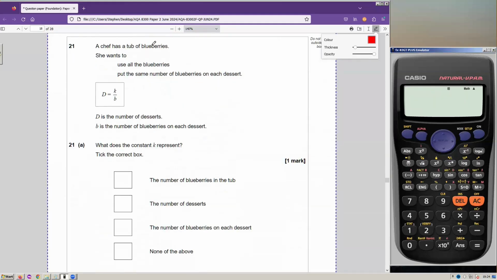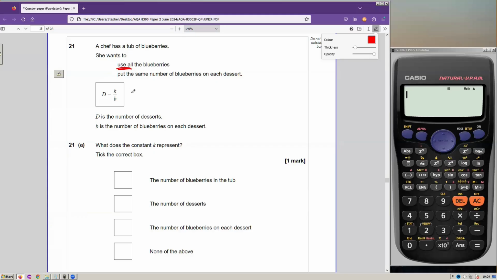A chef has a tub of blueberries. She wants to use all the blueberries. Put the same number of blueberries on each dessert. We got D equals K over B. D is the number of desserts. B is the number of blueberries on each dessert. She wants to use them all. All right.